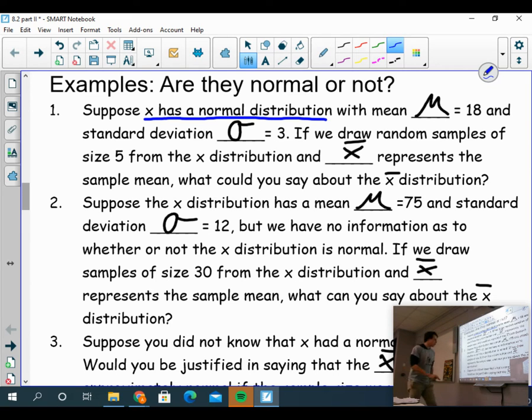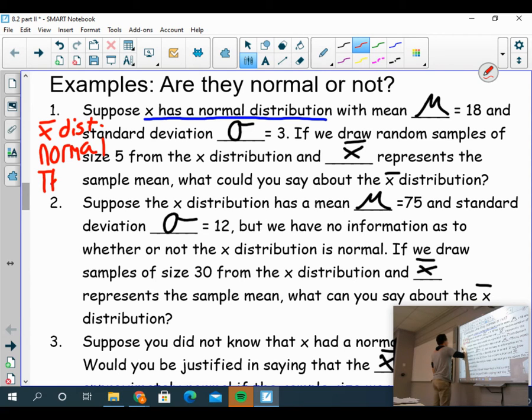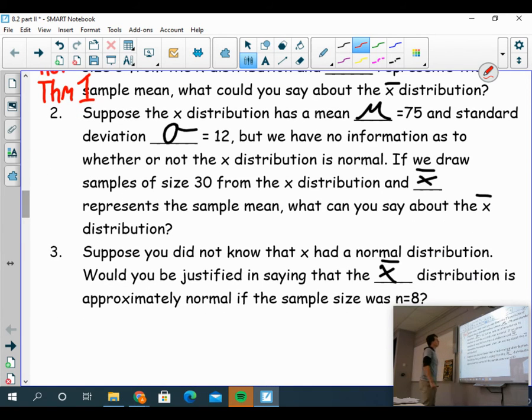Well, hopefully you can see here that indeed the distribution of sample means, the X bar distribution, will be normal by Theorem 1. And it's because of the blue sentence I underlined. Theorem 1 says if the population is normal, the distribution of sample means is normal. Okay? They tell us X has a normal distribution, which automatically means the X bar distribution, the distribution of sample means, is normal as well by Theorem number 1. Okay? Let's look at number 2.